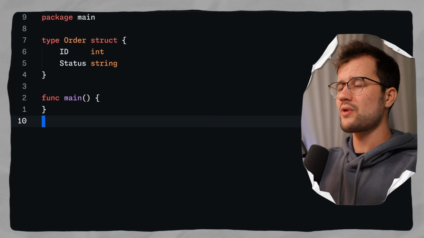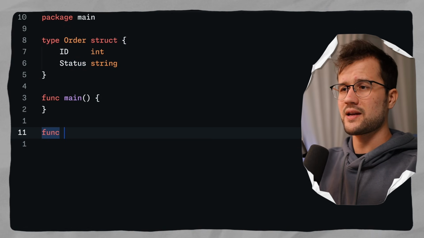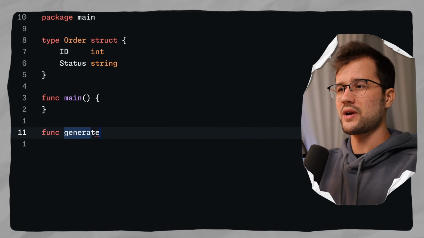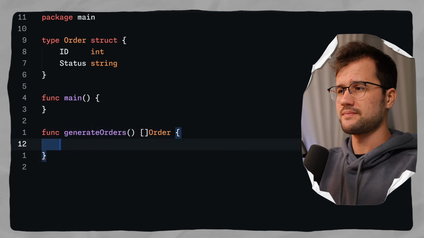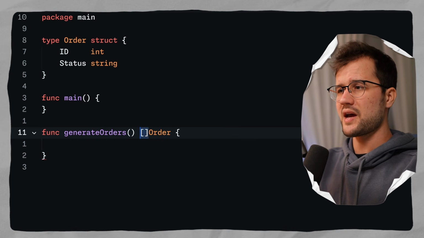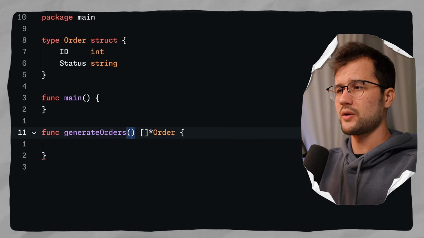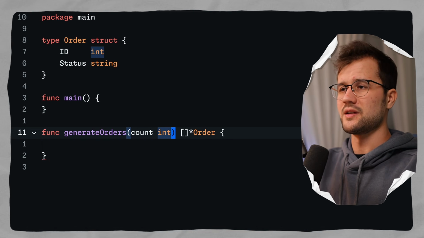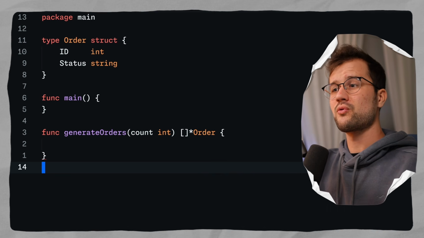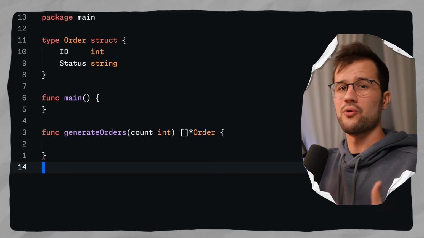Alright, now to create the orders, we are going to create a utility function called generateOrders. In the end, this function just returns a slice of orders. And here it is important to know that this is a pointer of order. We're going to explain why in a minute. This function can take in a count, which is an integer, so we want to generate n amount of orders.